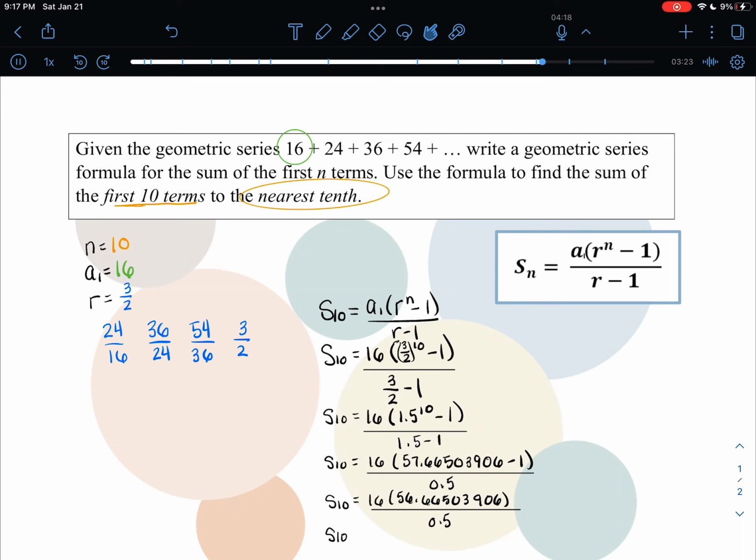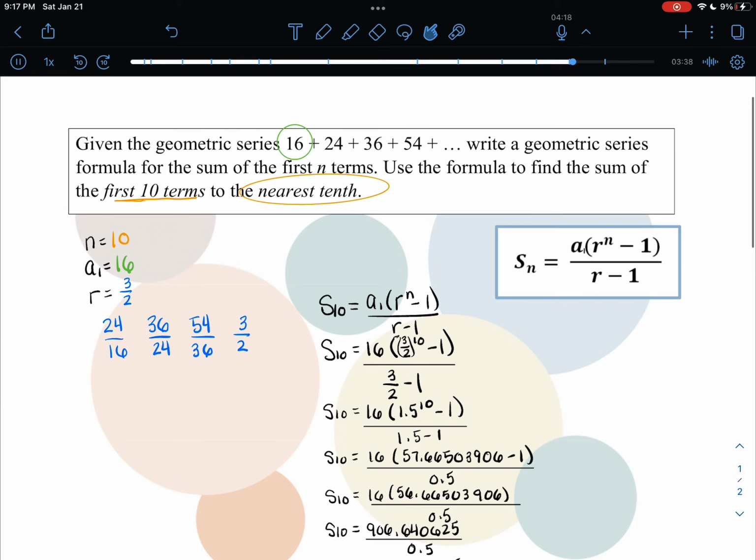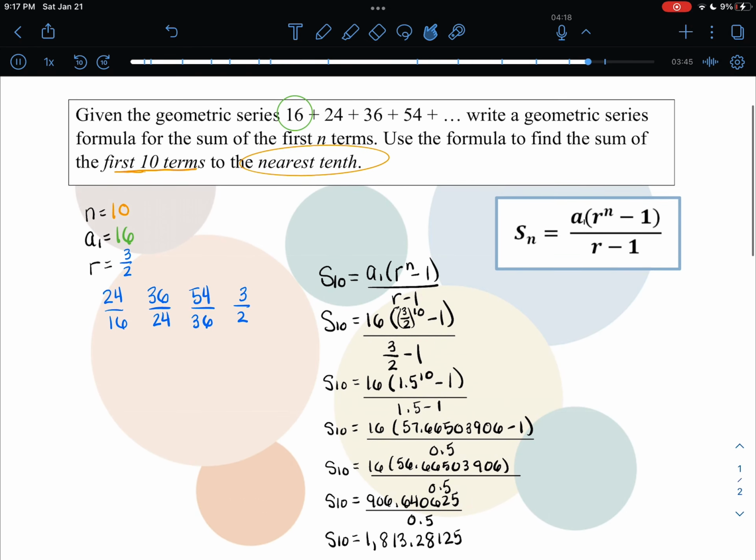The numerator then simplifies to 906.640625, and I'll still have to divide by the 0.5. The final answer is 1813.28125. But my original question is asking me to find it to the nearest tenth. So finding my answer to the nearest tenth is going to give me a final answer of 1813.3. And I'm done.